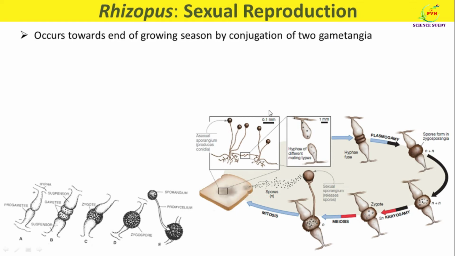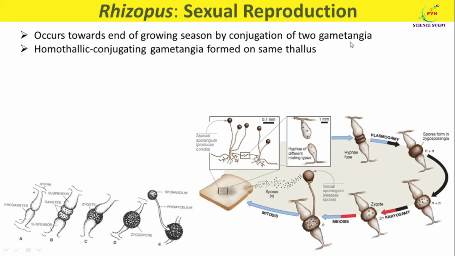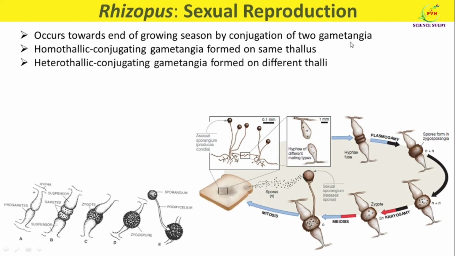Sexual reproduction generally occurs towards the end of the growing season. It occurs by the conjugation of two gametangia. If the conjugating gametangia are formed on the same thallus, then the thallus is considered as homothallic. But if they are formed on different thalli, the thallus is known as heterothallic. So here the homothallic as well as the heterothallic concept is explained.